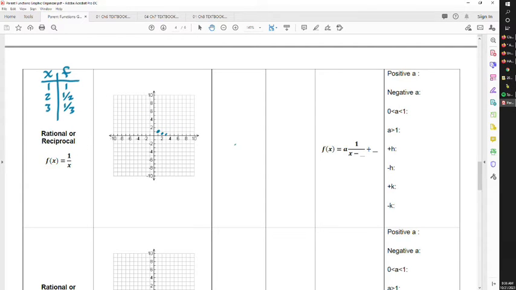You probably didn't pick 1/2. But why would you want to pick 1/2? I'll show you why. If I plug in 1/2, look what happens. I get 1 divided by 1/2, and that would be the same as 1 times the reciprocal of the fraction. And so that would be 2/1, which equals what? 2. Okay, that's a nice number. So if I go 1/2, I can go all the way up to 2.